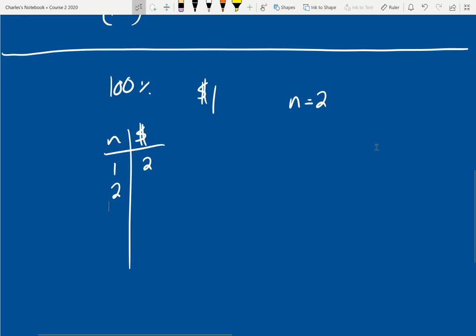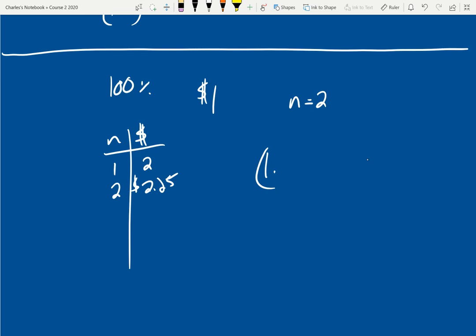Well, you may know by now that the more frequently they compound, the quicker the investment grows, or the quicker your debt will grow if it's on the other side. So what will a 100% rate of return separated evenly over two 6-month periods be? It's going to be 1.5 squared, and 1.5 squared is $2.25. And you're like, all right, I just got an extra 25 cents.